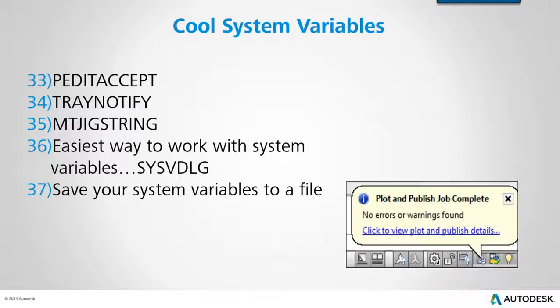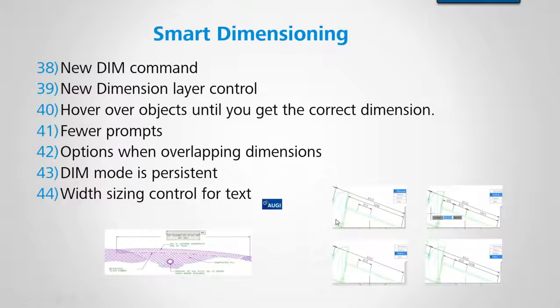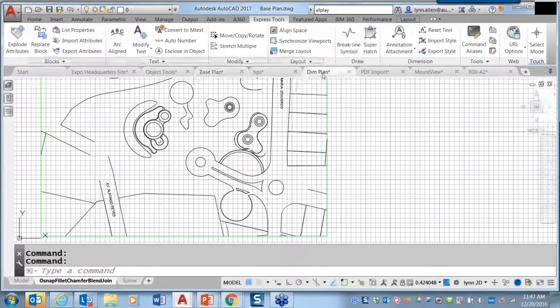So the next set of commands have to do with dimensioning. And this was my favorite feature in 2016. So if you have 16 or higher, you can do these new smart one-stop shop dimensioning. It uses this new tool called the dim command. So in the interest of time, I'm just going to hop over and show it to you really quickly.